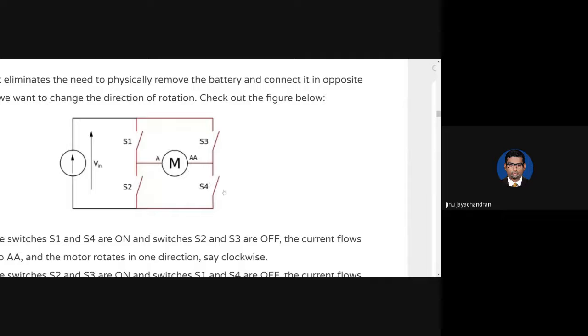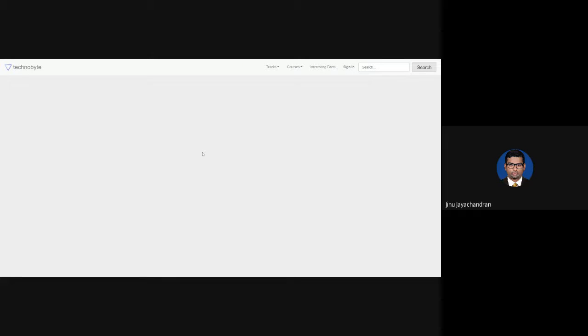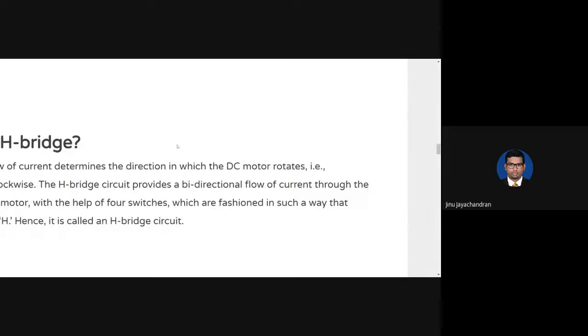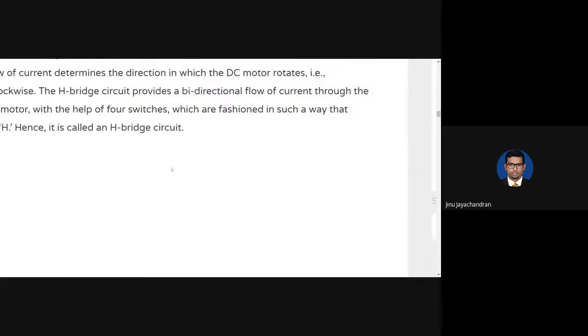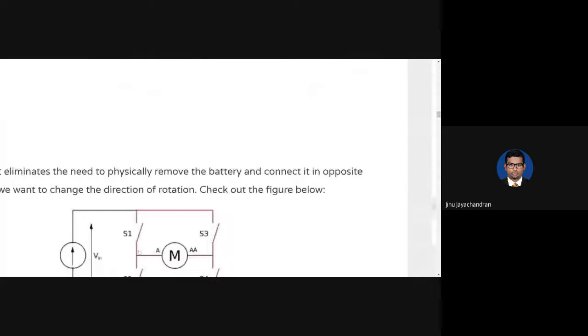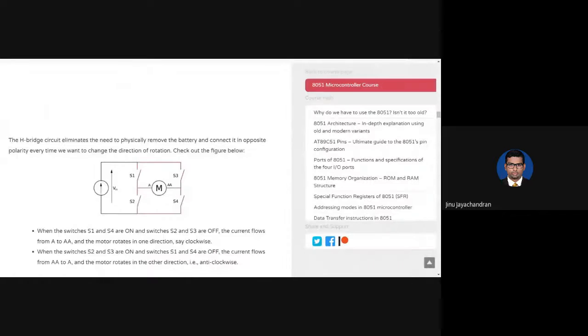Now, if you open S1 and S4 and close S2 and S3, you see that A will have a negative polarity and B will have a positive polarity. So the current will flow something like this, and the motor will turn in the anti-clockwise direction. That's the main advantage of using an H-bridge circuit. In the H-bridge, S1, S2, S3, S4 are actually MOSFETs, which will help you in sourcing that amount of current, because a DC motor usually takes a very large amount of current. So that current is sourced by this H-bridge.